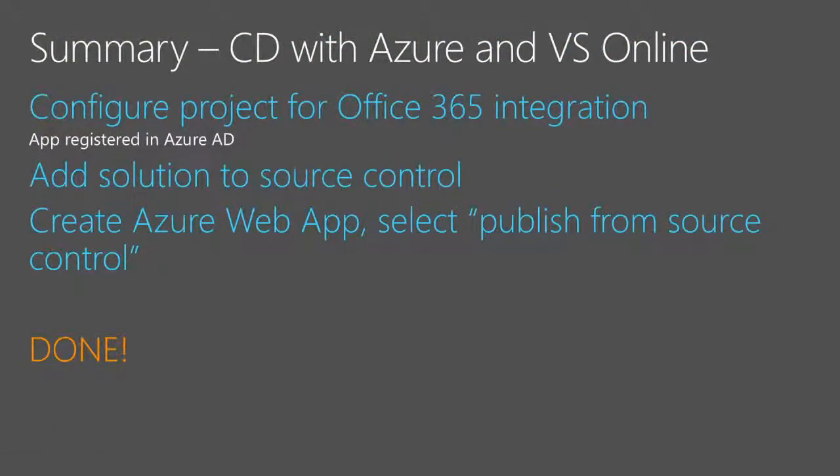So, to summarize, really what we've done there is we've started some Office 365 development, we've configured a project, it gets registered in Azure AD for an Office 365 app. We added the solution to source control, so Visual Studio Online in this case. We created an Azure web app to actually host the app, and then we selected this crucial Publish from Source Control button. And now we've got this association in place. We now have an automated build process, and we've kind of got it at low cost.